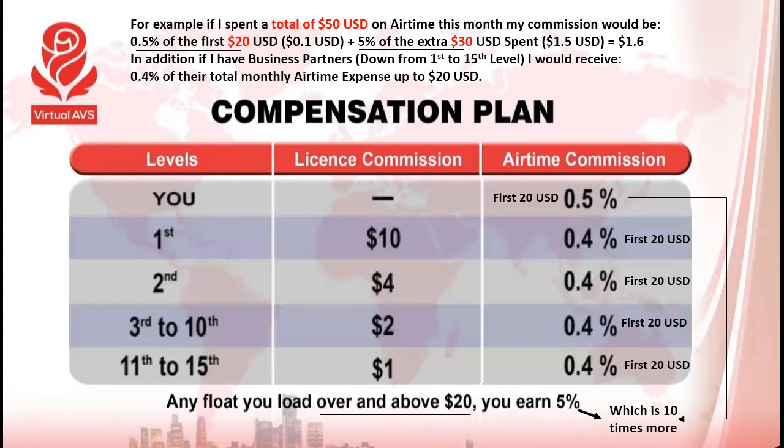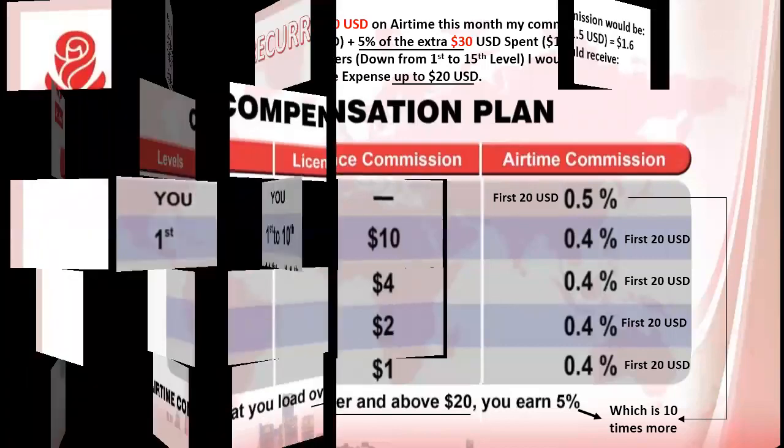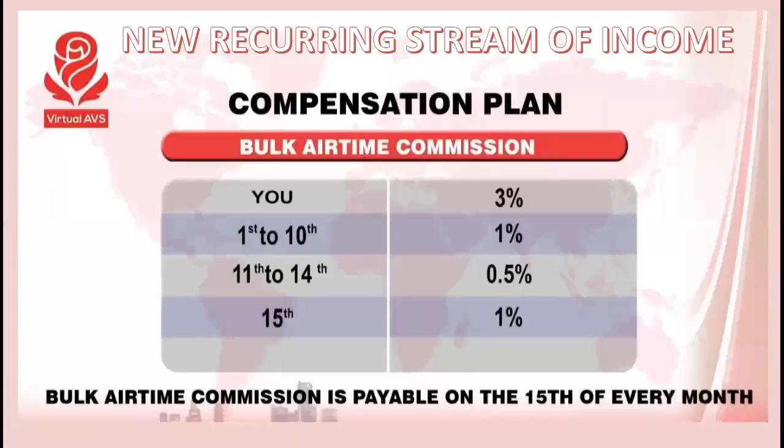Once you did, now you get a reward. That reward is license commission. That reward is airtime commission. Guess what happens? You get the third stream of income, which we're going to be talking about here, which is bulk airtime commission. So what you see on the following slide is what shows you what that bulk airtime commission means. Now, the third stream of income is where when you upgrade your license to the 75 US dollars, it gives you access to this recurring stream of income. Let me say that again, recurring stream of income.